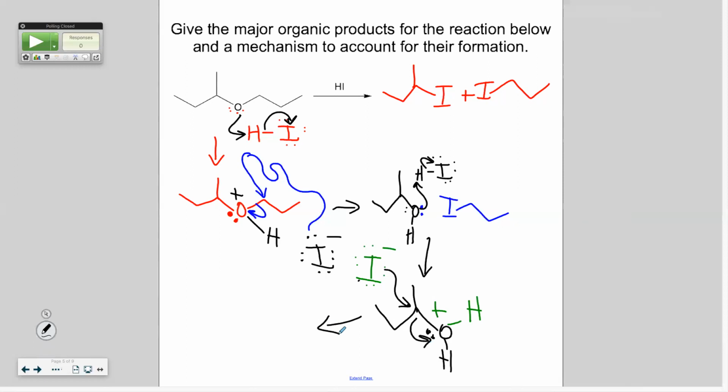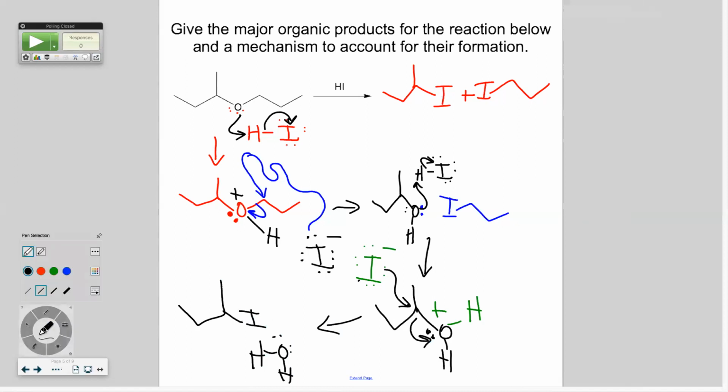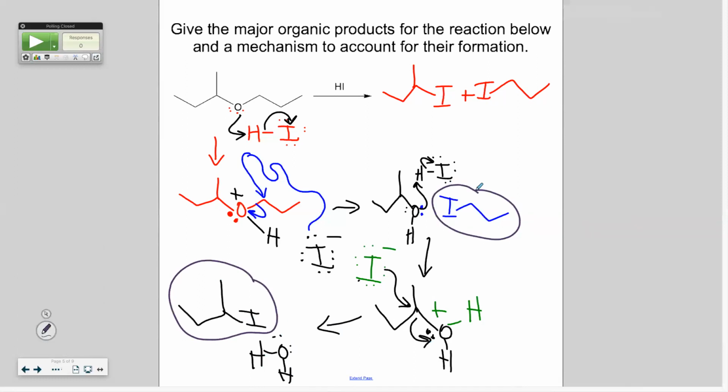So you're going to end up with this plus 1. Okay, so that's how you get the two products. I guess this and this are your two products. See how we get them? So it's almost like you're doing the same mechanism two times, really. You're protonating and displacing. Protonating and displacing.